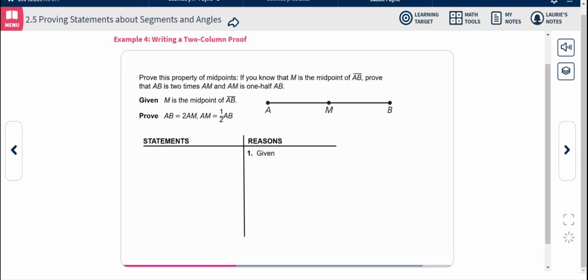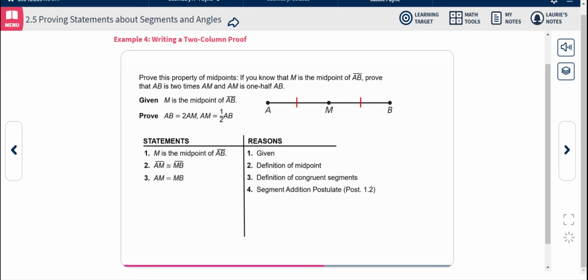Start with the given statement. M is the midpoint of line segment AB. A midpoint of a segment divides the segment into 2 congruent segments, as shown in the diagram. So by the definition of midpoint, line segment AM is congruent to line segment MB. Line segments that are congruent have the same length. So by the definition of congruent segments, AM is equal to MB. By the segment addition postulate, AM plus MB is equal to AB.